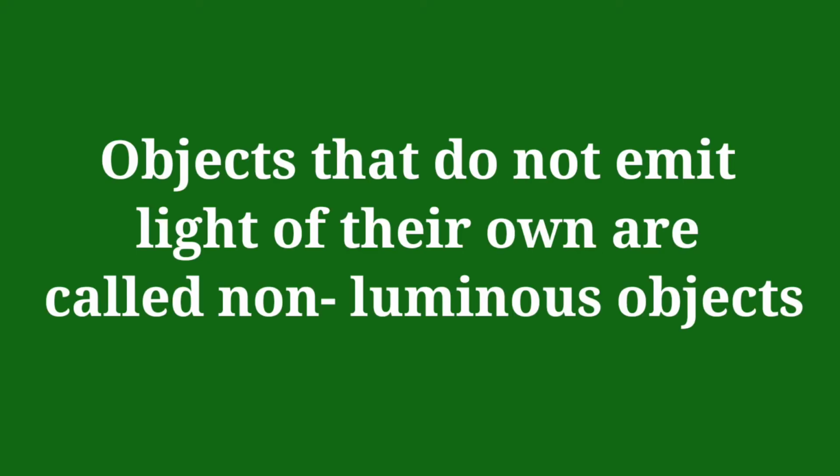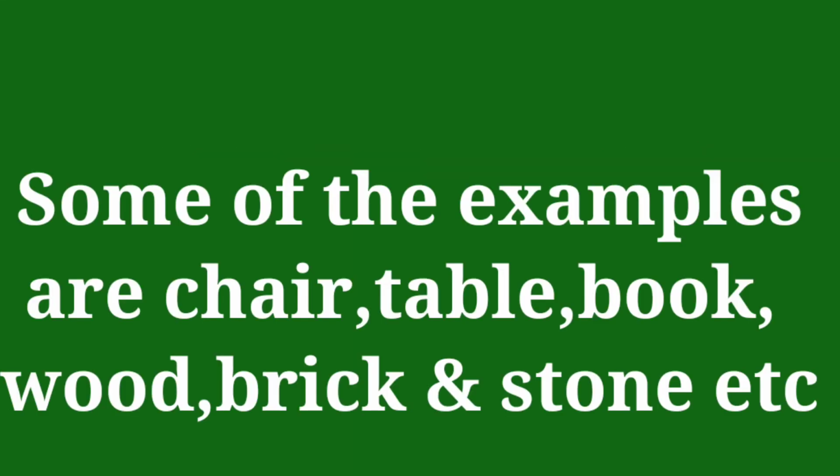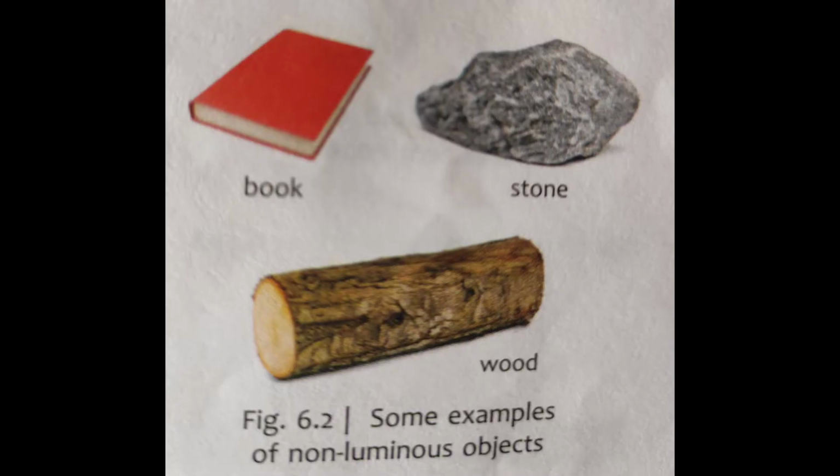Objects that do not emit light of their own are called non-luminous objects. Among the non-luminous objects, some examples are chair, table, book, wood, brick and stone, etc. This picture is given to give you a clear idea about examples of non-luminous objects.